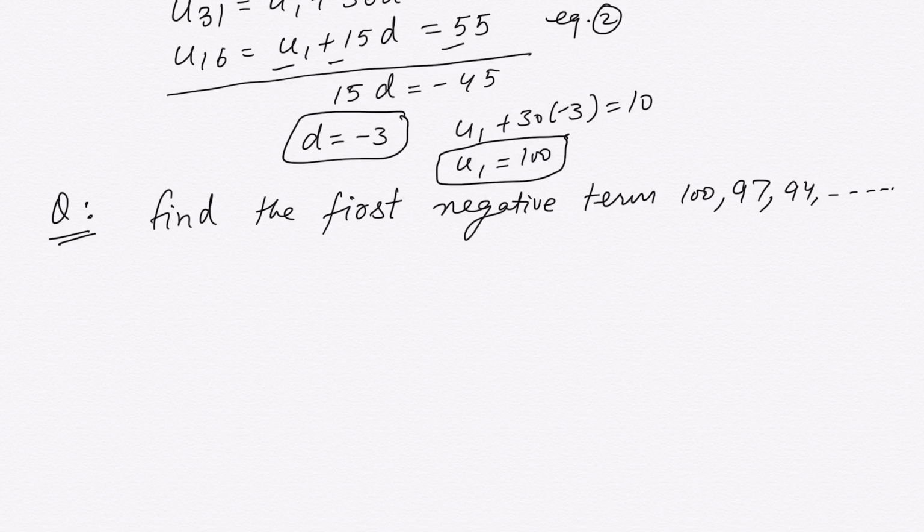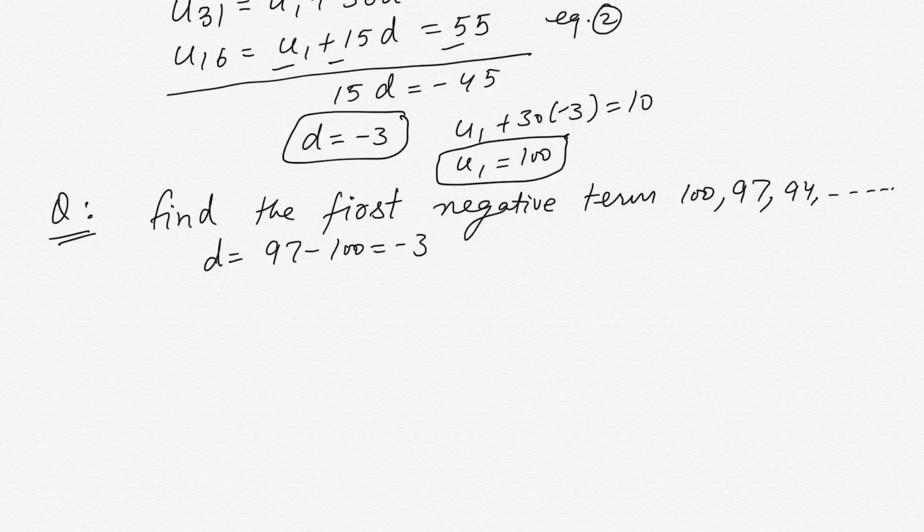So usually students get confused. I'm given the first term, then why am I asked the first negative term again? So basically you can see that the terms of this sequence are decreasing, because what is d? d is nothing but 97 minus 100, that is minus 3, which is negative. So what will happen?